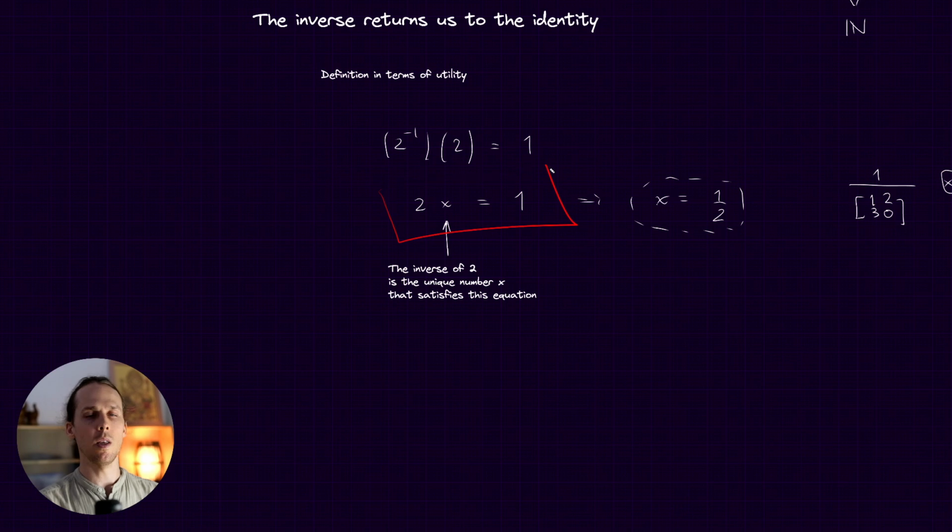It's defined to be the number that makes this equation true. It's the number that takes us back to the identity in relation to 2 and multiplication. That's the key. That's the definition. That's the way to understand the inverse.